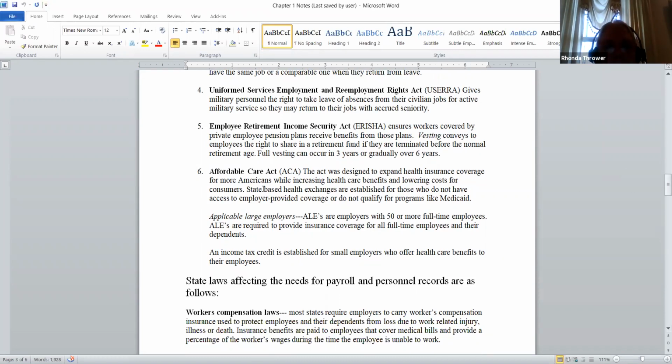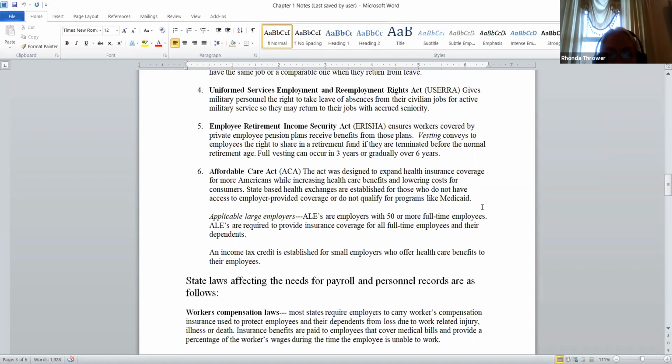Also, you probably have heard of this one, the Affordable Care Act. This was a part of Obamacare, and this act was designed to expand health insurance coverage for more Americans while increasing health care benefits and lowering the cost for consumers. And so the Affordable Care Act has established what we call state-based health exchanges for those people who do not have access to employer-provided coverage or who do not qualify for programs like Medicaid.